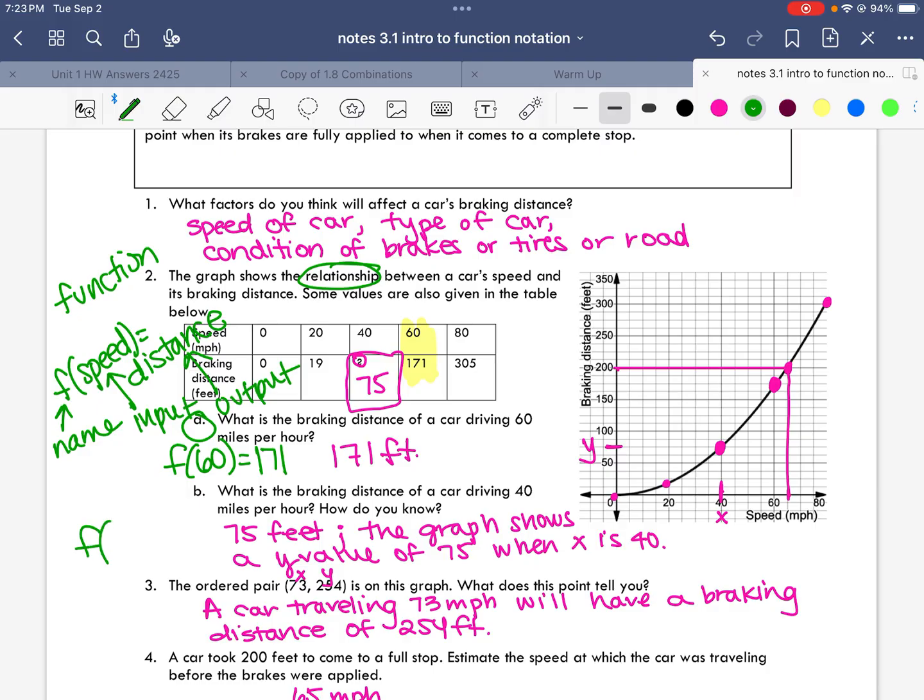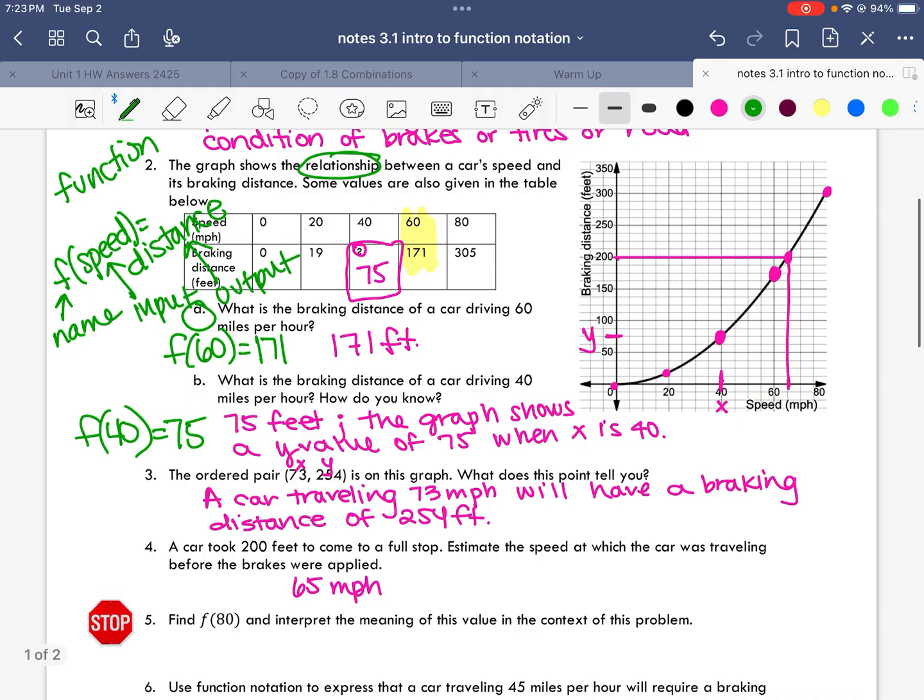Or at f of 40, that means what is the braking distance when the speed is 40 miles an hour? I get back out of that function 75. Over here, when the speed was 73, I put 73 in, and I get back 254 feet.